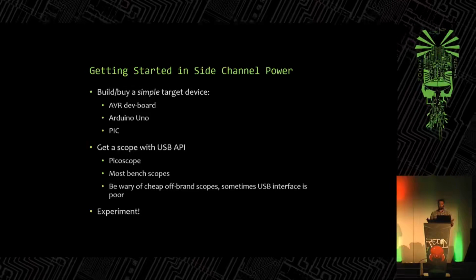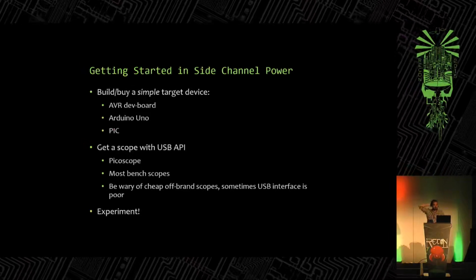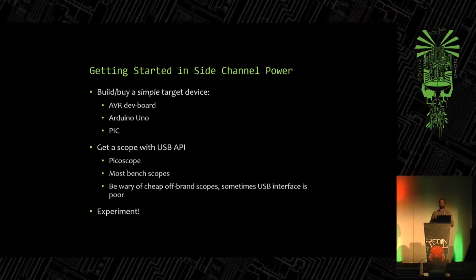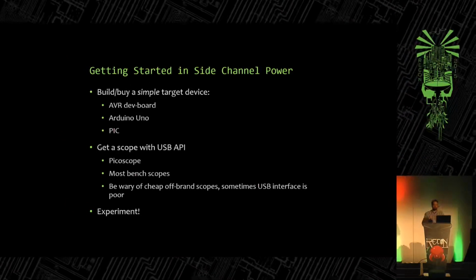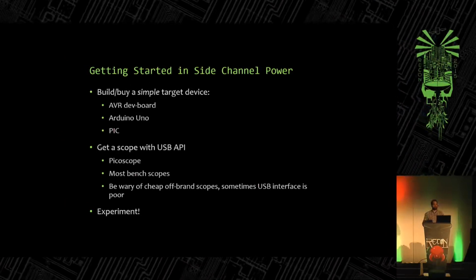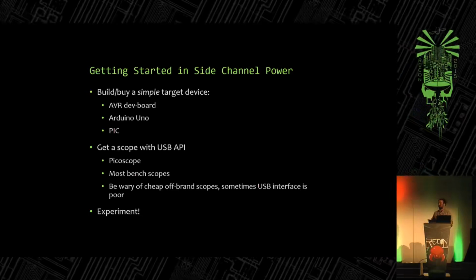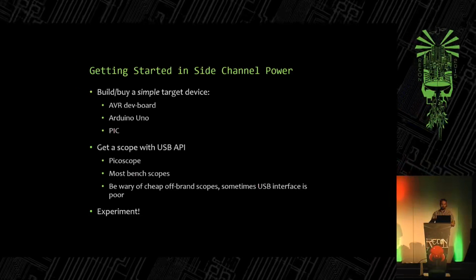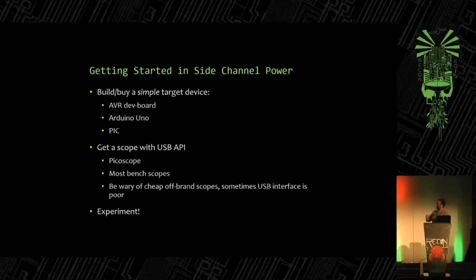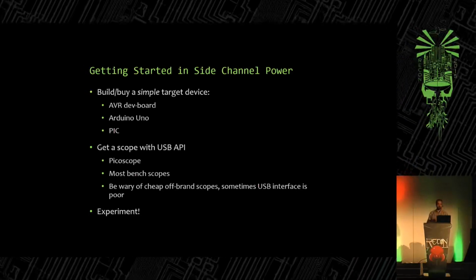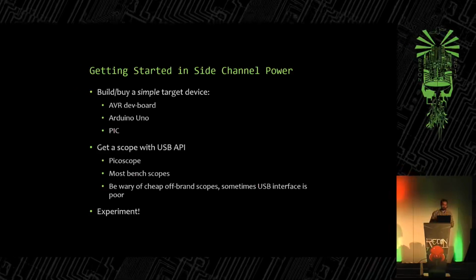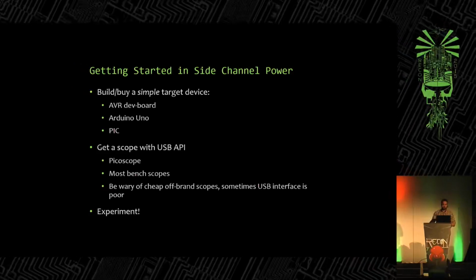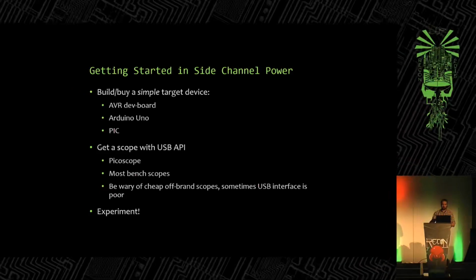All right, so if that interests you, how can you get started? Really all you need to get started is a few things. You need a simple target device. So do not try side channel analysis for the first time on a Raspberry Pi or ARM or anything like that. You want an 8-bit microcontroller ideally. So an AVR dev board, like I showed the one earlier, the Arduino Uno, again, not the ARM stuff, or a PIC controller.